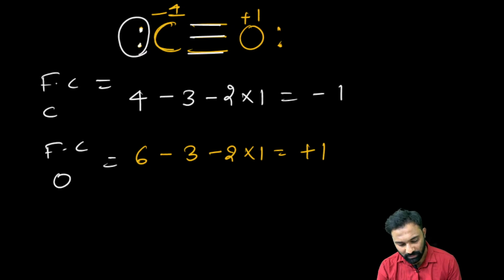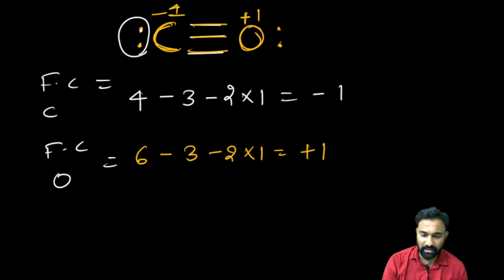Now carbon formal charge is minus 1 and oxygen formal charge is plus 1. In this manner we can calculate. This is known as the formal charge. To remove these charges only, we have introduced the coordinate covalent bond so that the molecule will be stable. Next.